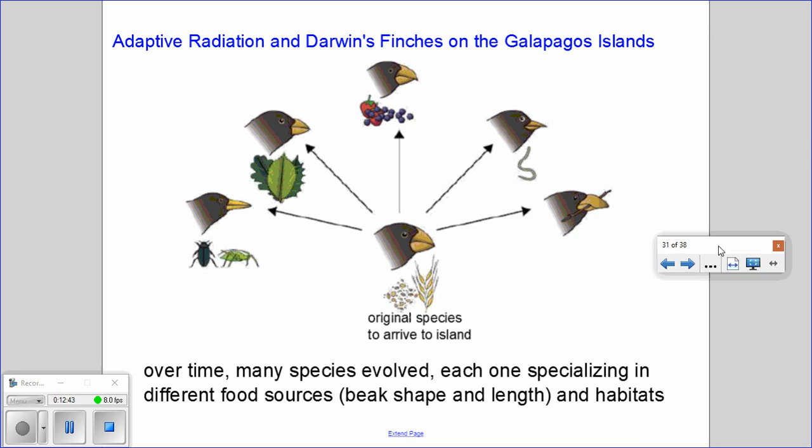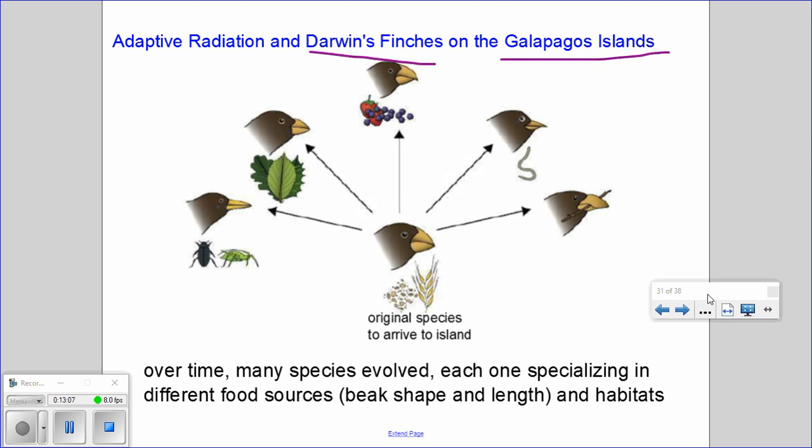Another example of adaptive radiation comes from the study of Darwin's finches on the Galapagos Islands. In a later video, we'll get into more detail about Darwin's finches and the Galapagos Islands. But these finches that Darwin studied had different beak shapes, which seemed to exploit different uses or were used for different means.